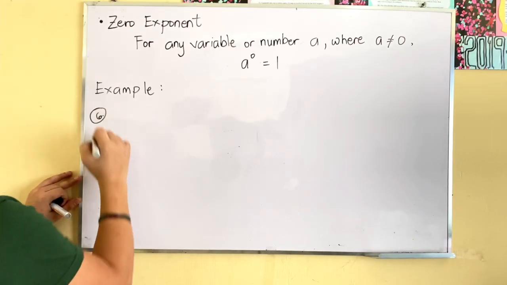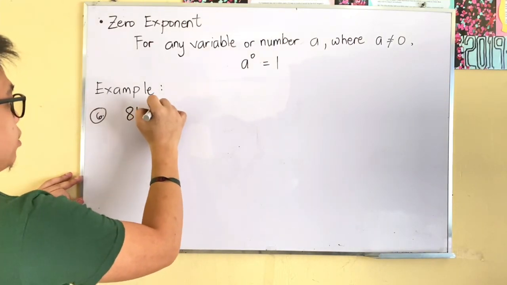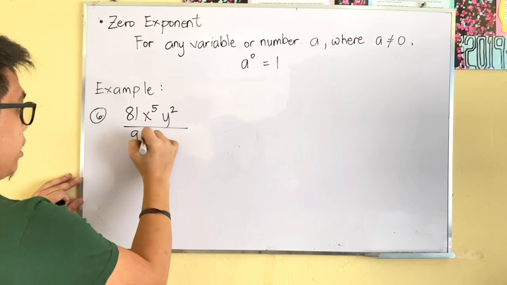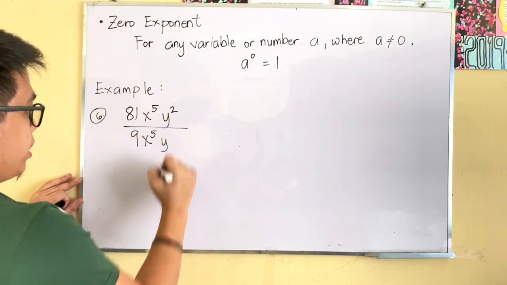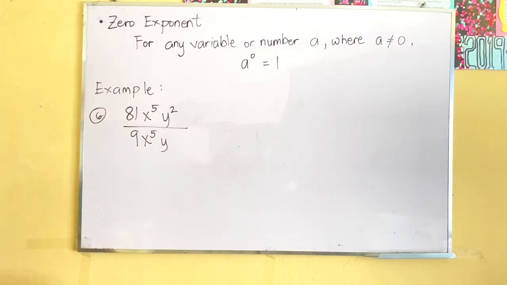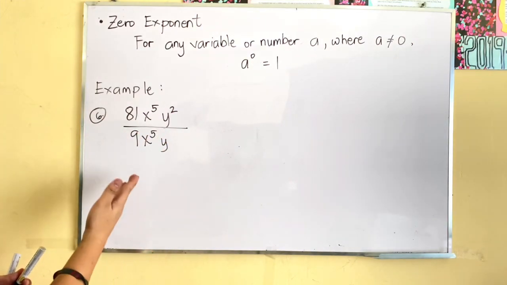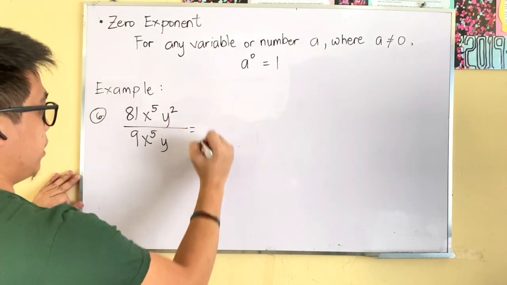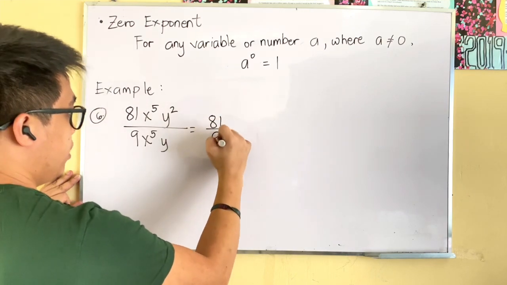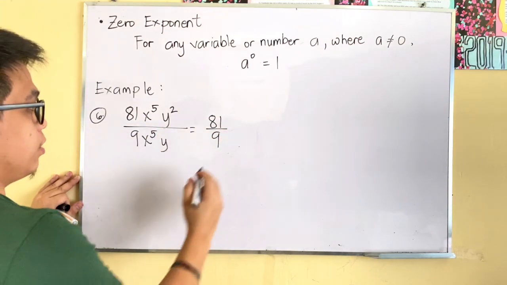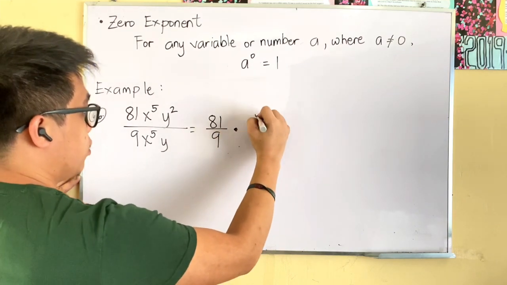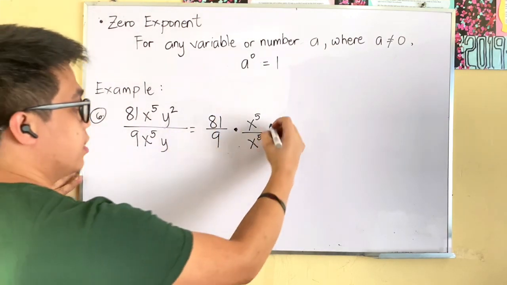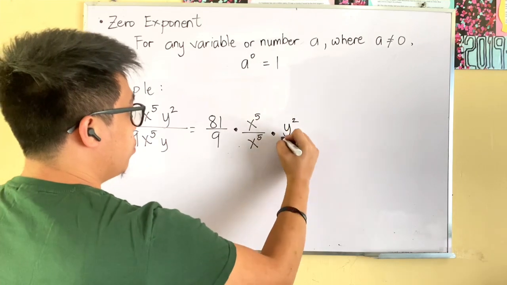Okay, so magkaroon ulit tayo ng another one. 81x raised to 5, y raised to 2, all over 9x to 5, y. So, medyo marami na ang mga variables and also yung ating number. First one, so paghiwa-hiwalayin natin. Pwedeng gawin natin na 81 over 9, which is the same silang numerical value, times x raised to 5 over x raised to 5, since meron naman silang parehas na x, times y raised to 2 over y.